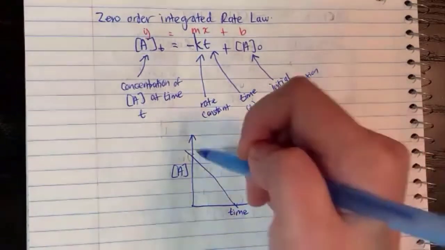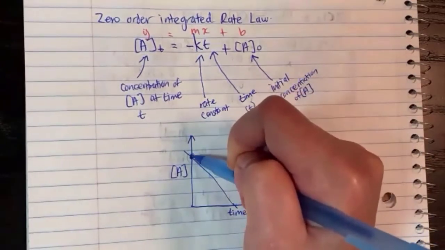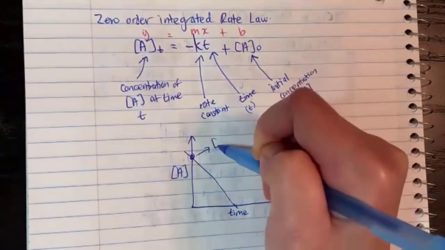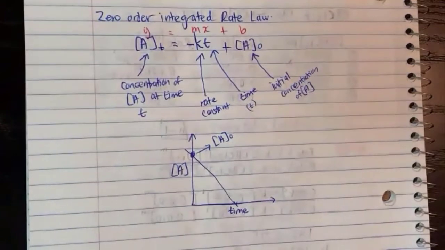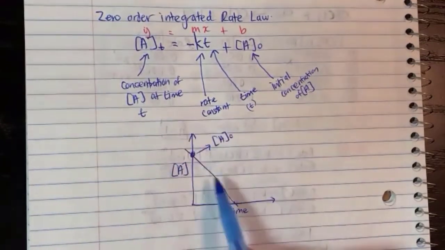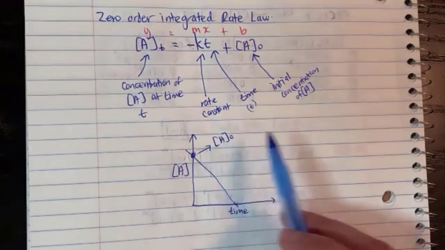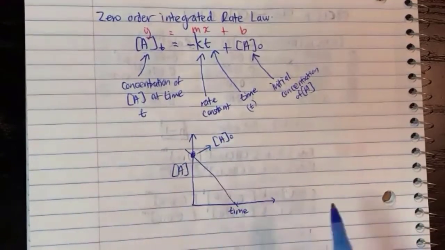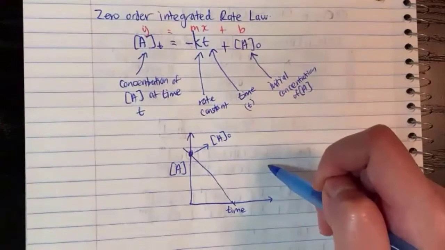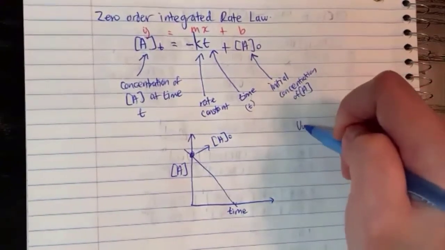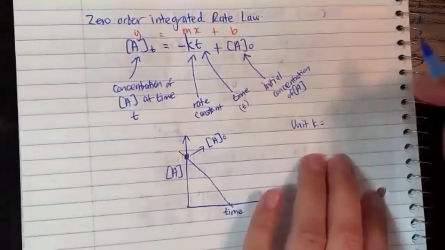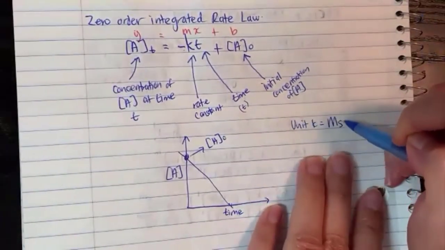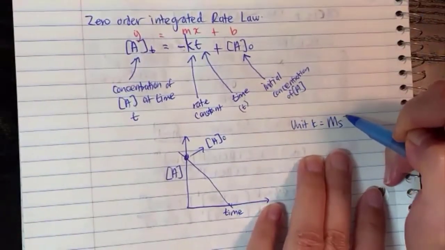And then this point right here is A at time 0, because time is 0 right there. Okay, so that's what the graph would look like. Negative slope, A at time 0 right here, and this is A versus t. Now the unit of your K for anything that's zero order integrated rate law would be M s to the negative 1.